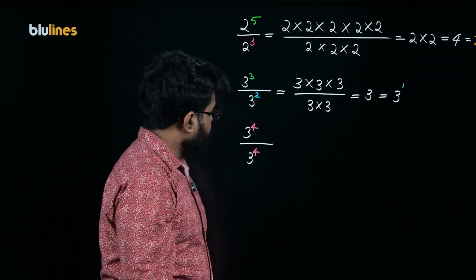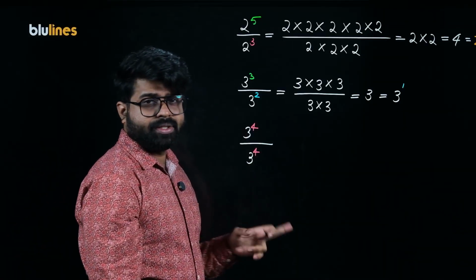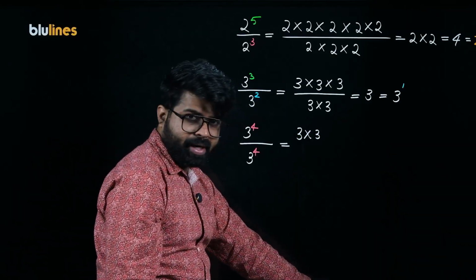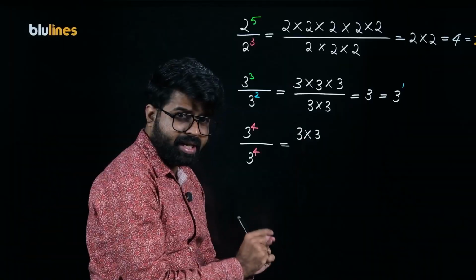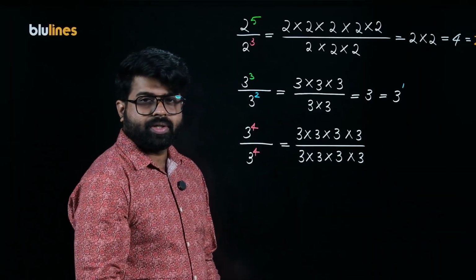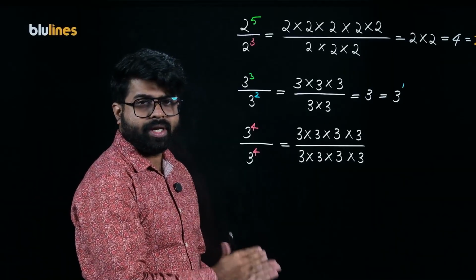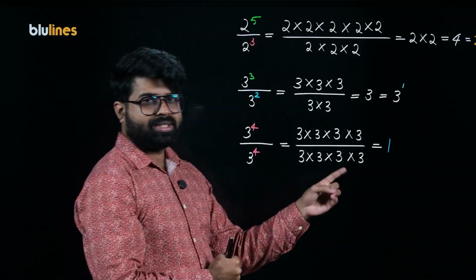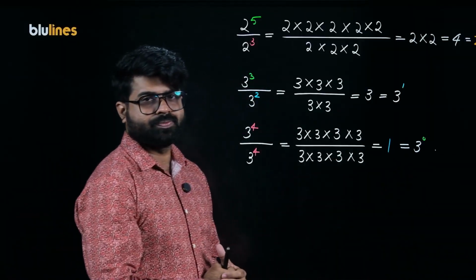Now next one, 3 to the power 4 divided by 3 to the power 4. So I can express this as 3 multiplied 4 times. We are multiplying 3 4 times, divided by the same, you can cancel out the entire 3's from the numerator and the denominator and the rest will be equal to 1. So this 1 is nothing but 3 to the power 0.